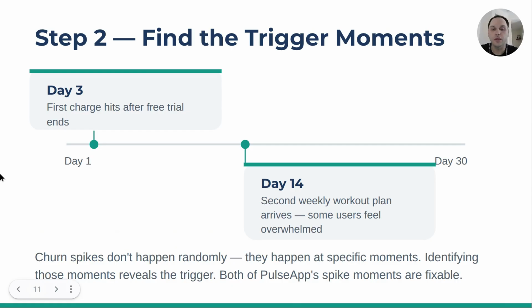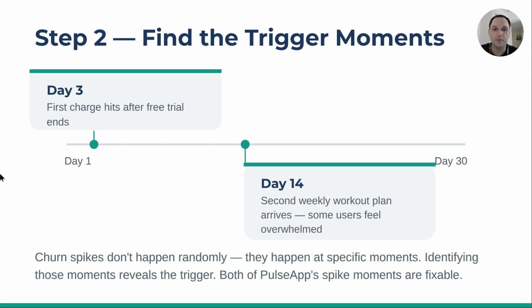Segmenting who churns tells you where to look. Mapping when it happens tells you what's triggering it. PulseApp's cancellation data shows 2 clear spikes within the first 30 days. The first is on day 3, exactly when the free trial ends and the first charge processes. Some subscribers didn't realize they'd be charged, or decided at the moment of billing that they weren't ready to commit.